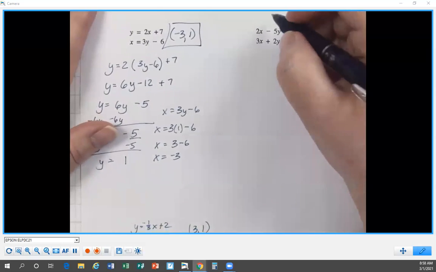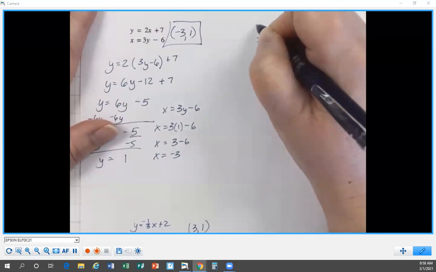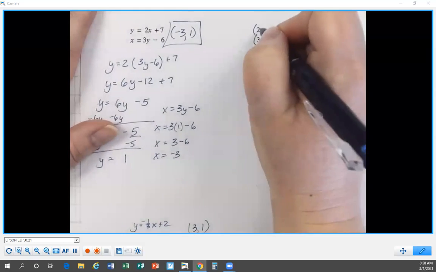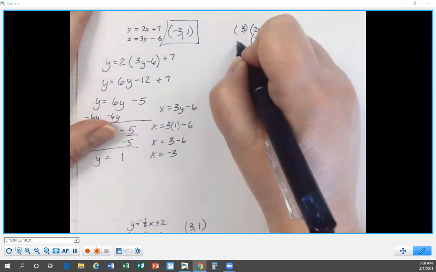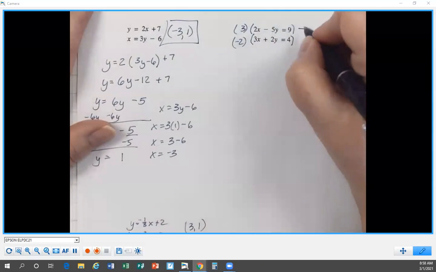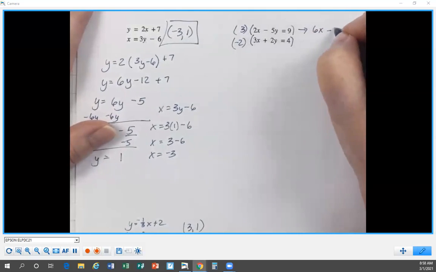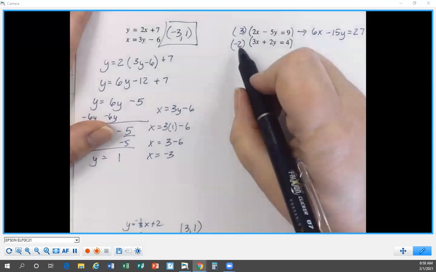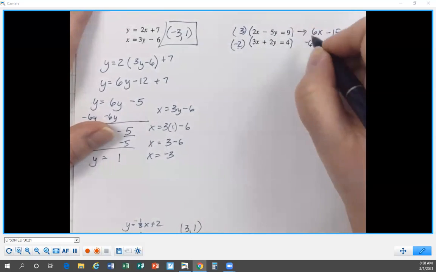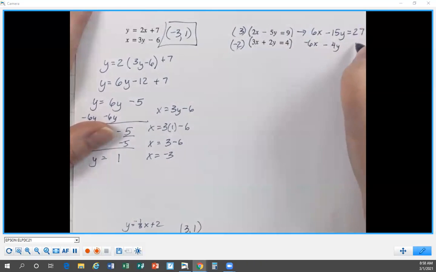So here I want to have our x's cancel out. It doesn't matter which one I make positive and which one I make negative. So I'm going to go ahead and just keep my top one positive. So I'll multiply this by positive 3, and I'll make my bottom equation have the negative x. So I'll multiply that by negative 2. So 3 times 2x is 6x. 3 times negative 5y is negative 15y. And 3 times 9 is 27. Negative 2 times 3x is negative 6x. Negative 2 times 2y is minus 4y. Negative 2 times positive 4 is 8. Oops, negative 8, excuse me.